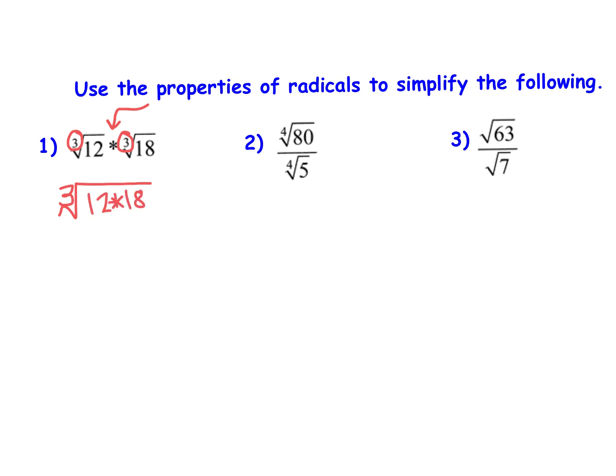Now remember, this only works if they have the same root. If this was a 2 and this was a 4, this would not work, because they need to be the same. If you don't know what 12 times 18 is, that's okay, I'll help you out in this video. 12 times 18 is 216. So now we're going to see whether the third root of 216 is something nice.